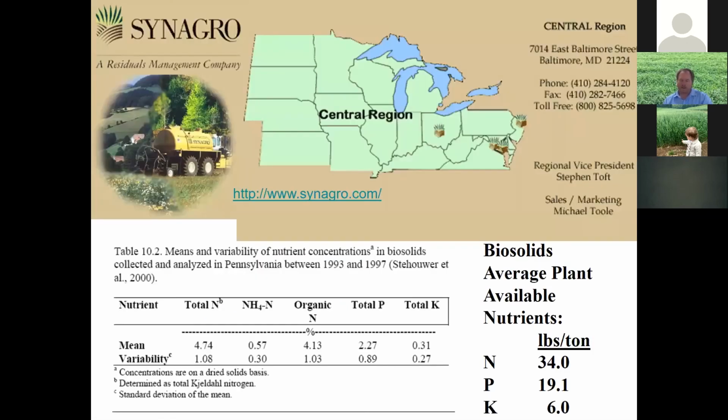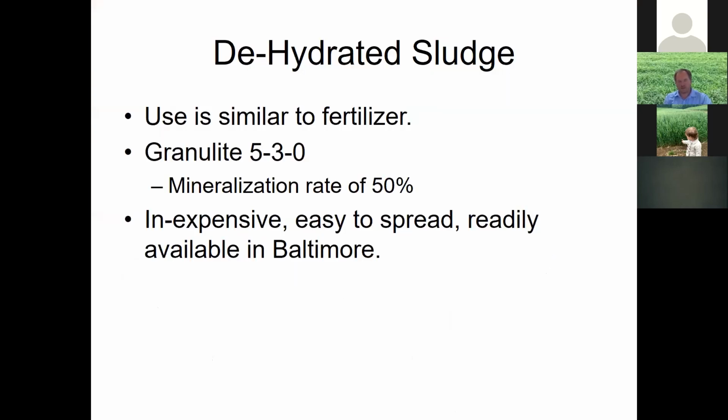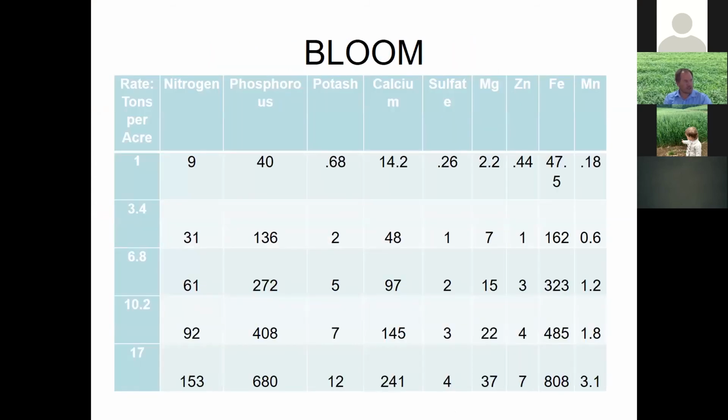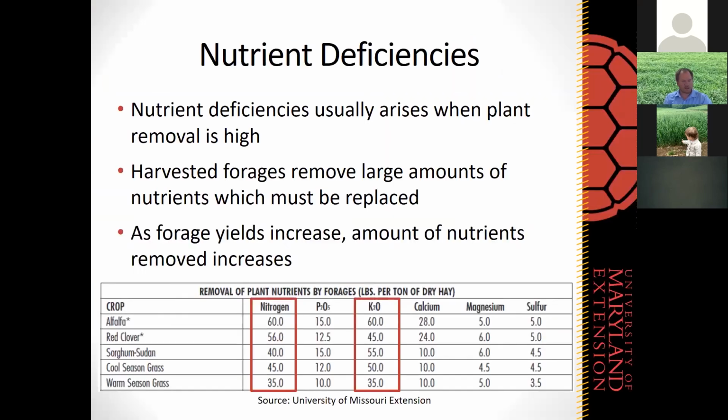In our area, we do use some biosolids. Just realize with biosolids, a good source of nitrogen, good source of phosphorus if you need it, but very little potash. So if you're going to use biosolids, make sure you're supplementing that with some potash, and also really watch your pH. I'm going to stop here. I'm going to go through a couple of these here.